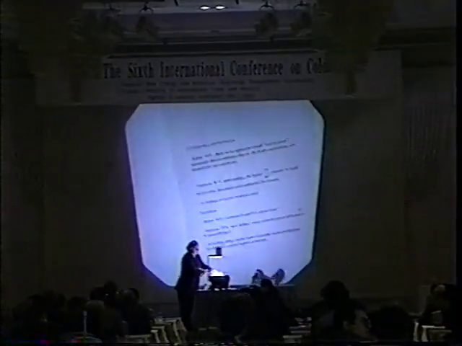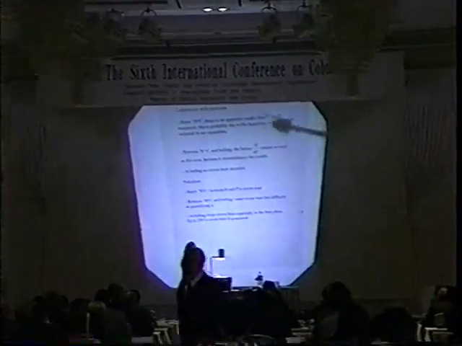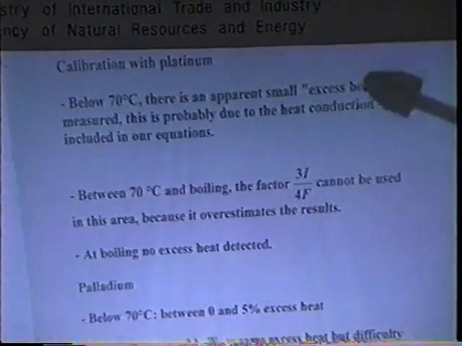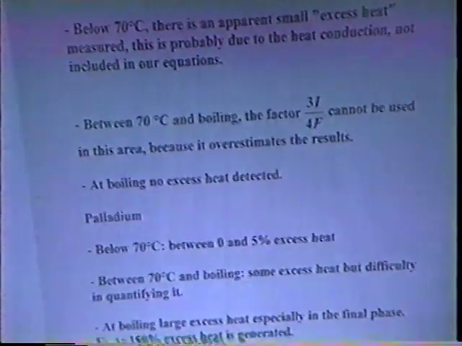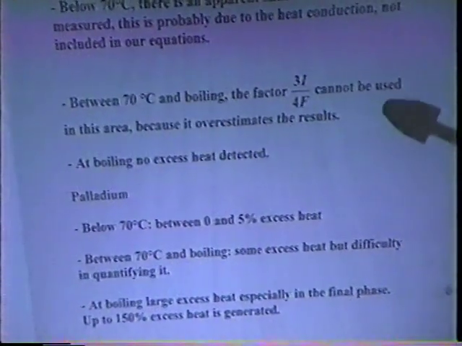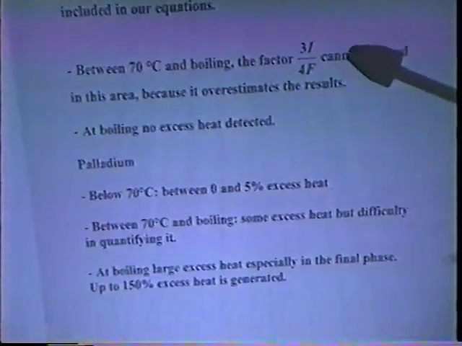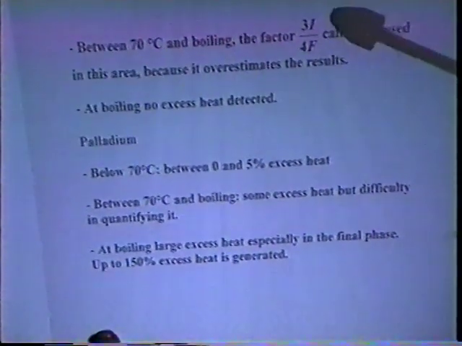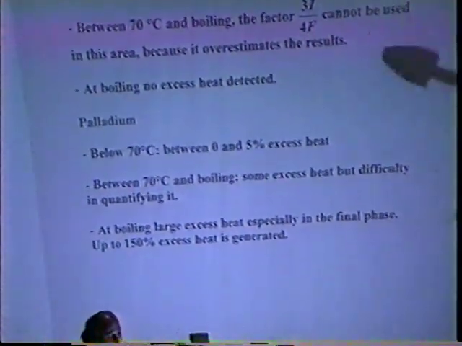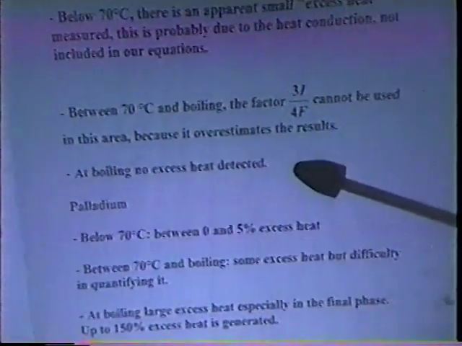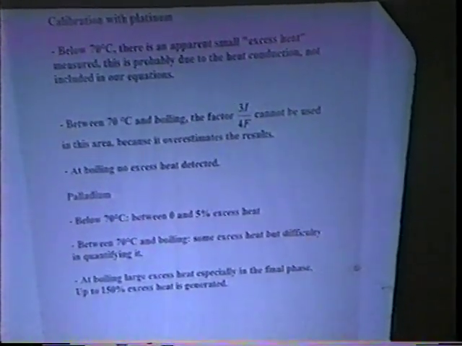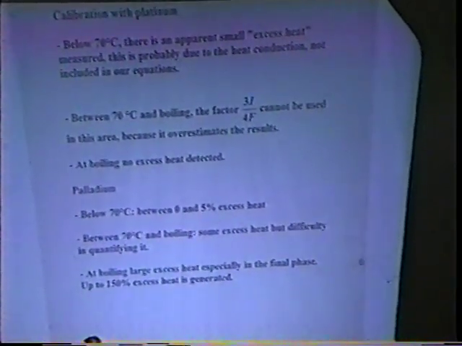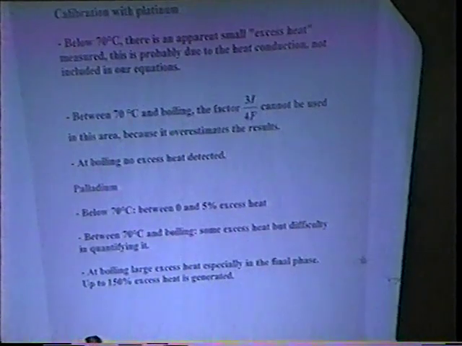So our final conclusion is that below 70 degrees C, for the platinum, there is a very small apparent excess heat, which we believe is due to heat conduction, not included in our equations. And between 70 degrees and boiling, the correction for the water carried by the gases can be used accurately in this area. But at boiling, we detect no excess heat. With palladium, we get between 0 and 5% excess heat below 70 degrees C. Same problem at around 70 degrees C, and at boiling, large excess heat, up to 150%, is generated.